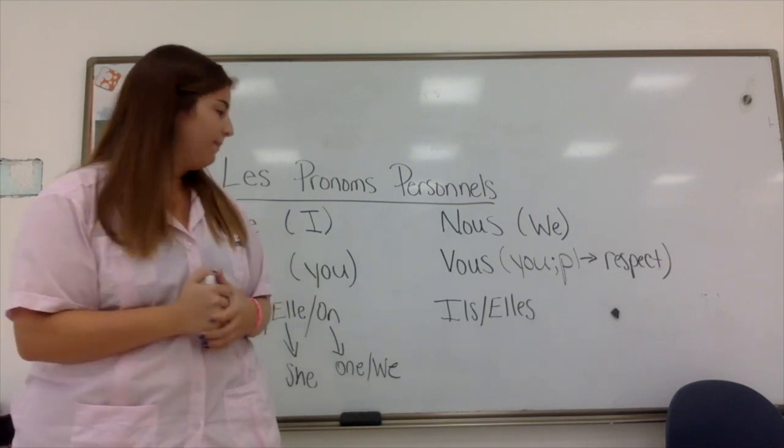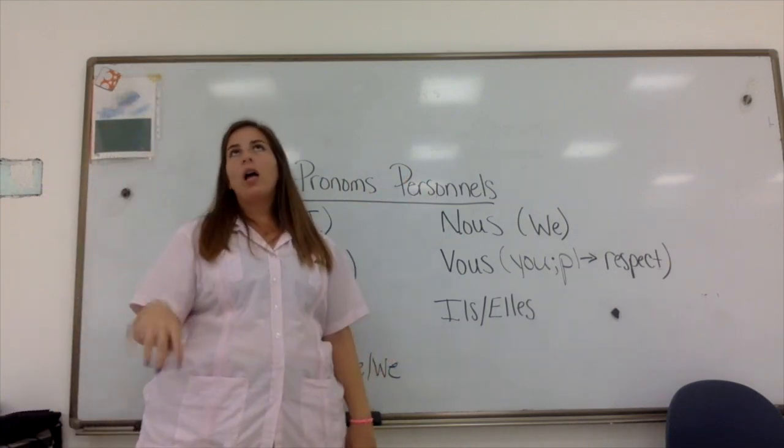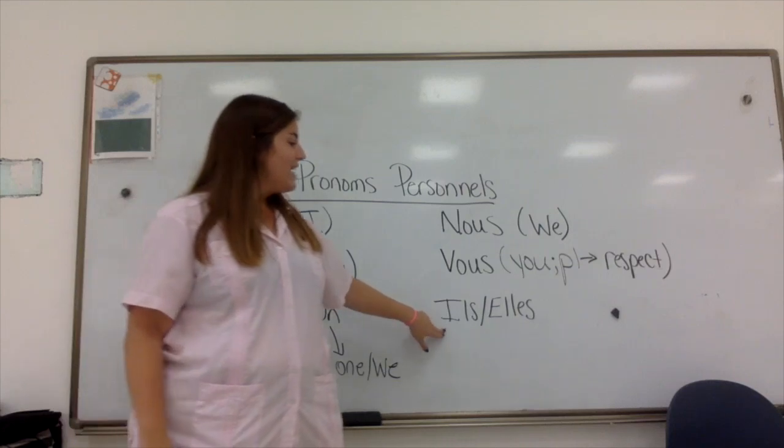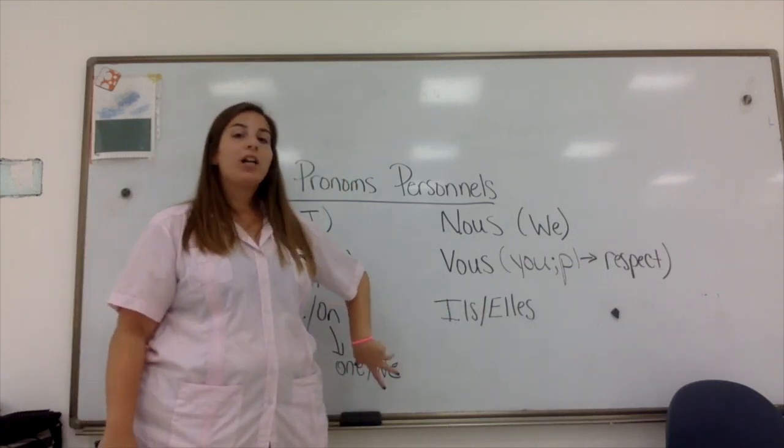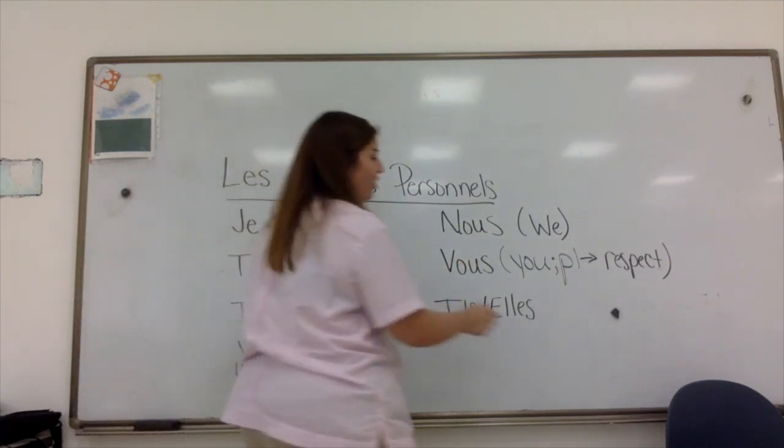C'est bon? Okay. Et finalement, aïe aïe aïe, vous avez il, elle, pluriel. So, this is when we're talking about a group of people, meaning they.